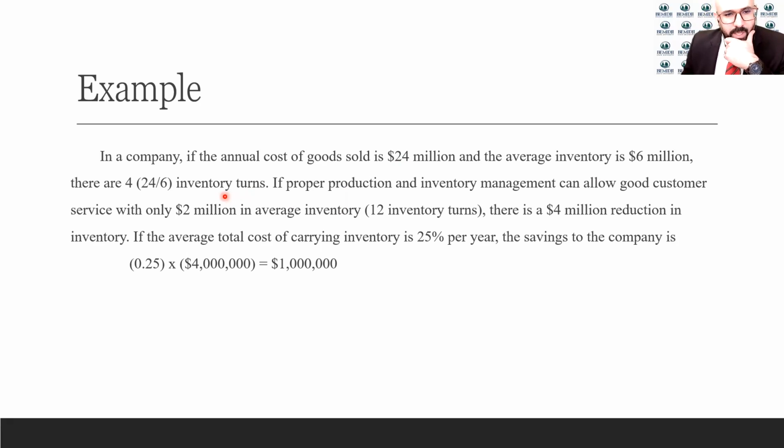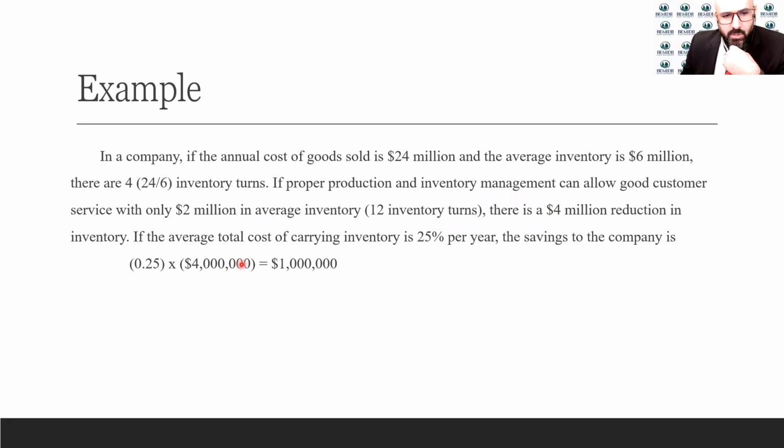In a company, if the annual cost of goods sold is 24 million and the average inventory is 6 million, there are 4 inventory turns, which is basically 24 divided by 6 million. So what does that mean? They have to order 4 times, basically, or they have to fill their warehouse 4 times. That's the inventory turns.